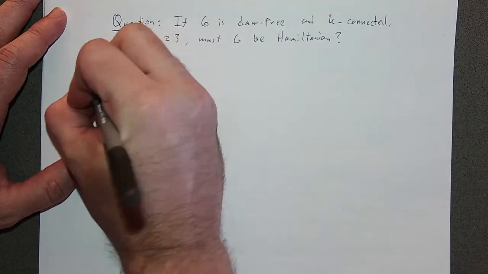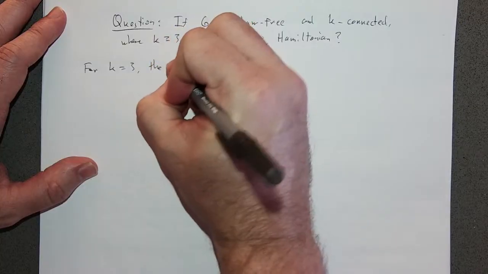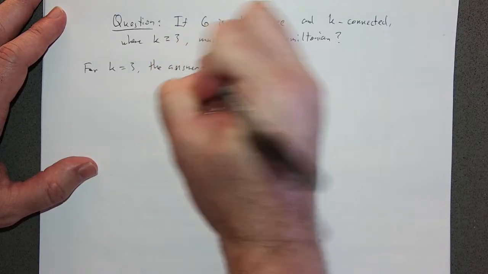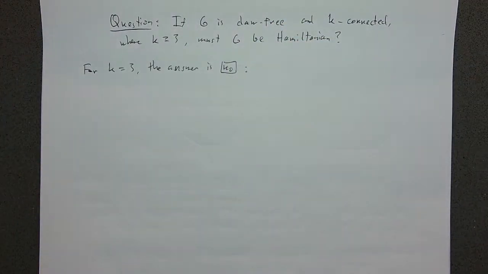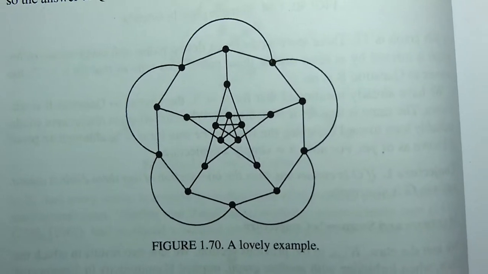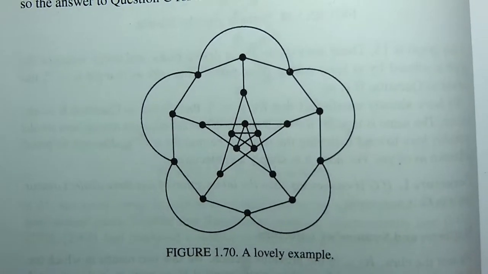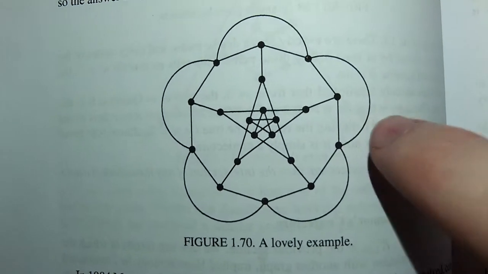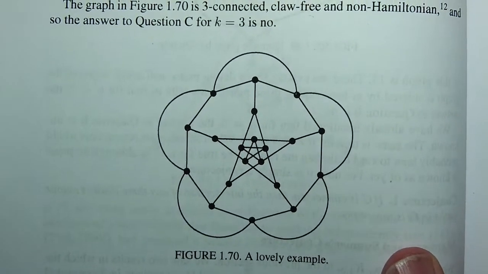It turns out that for k equals 3, the answer is no. To see this, here is an example of a 3-connected claw-free non-Hamiltonian graph. So this is 3-connected. You can verify that by pausing the video and looking at it. All right.